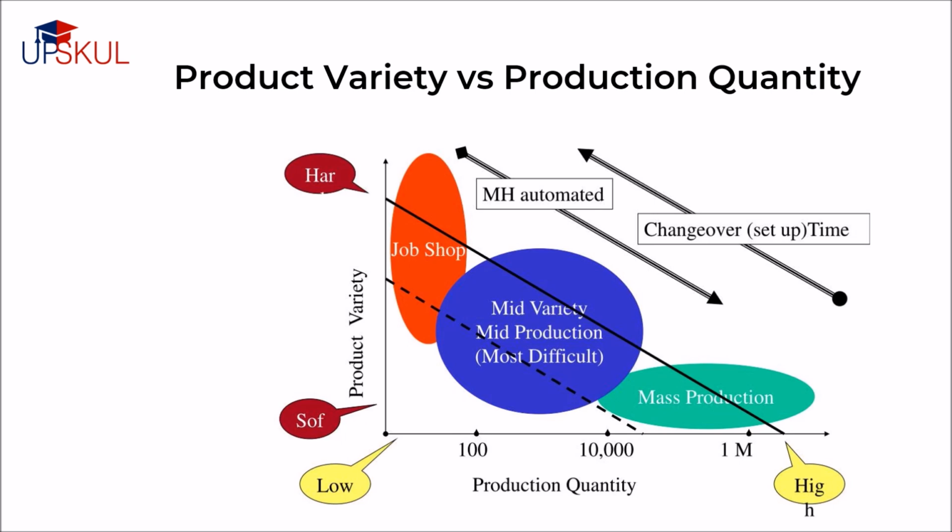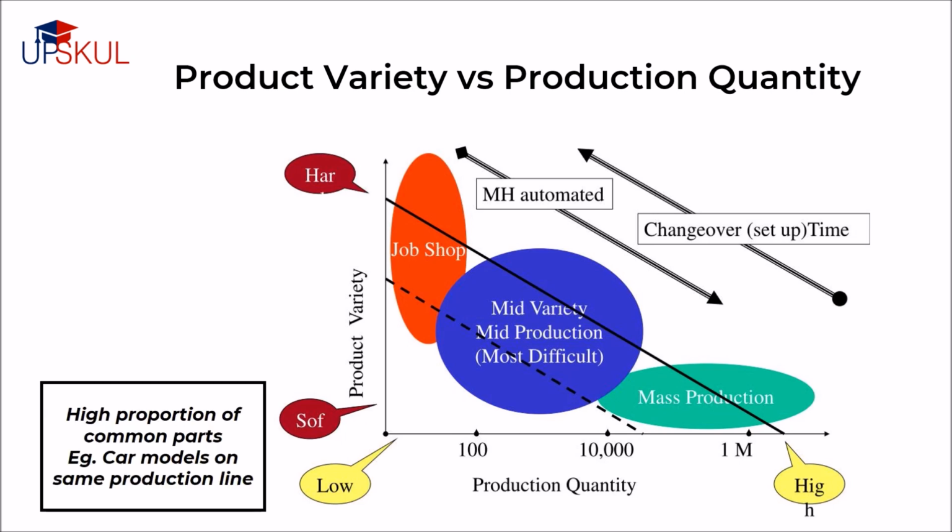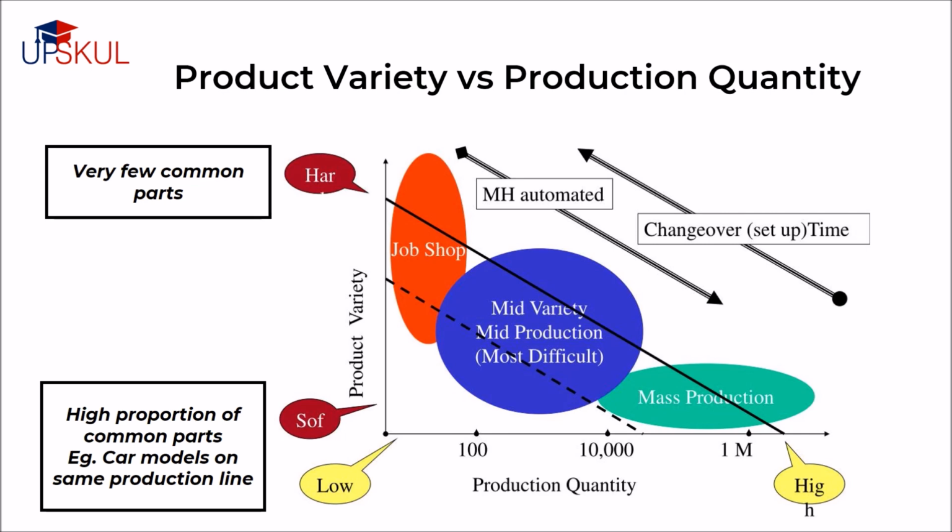Soft product variety occurs when there are only small differences among products, such as the differences among car models on the same line in the assembled product. Soft variety is characterized by a high proportion of common parts among the models. Hard product variety occurs when the products differ substantially and there are few common parts, if any. The differences between a car and a truck exemplify hard variety.